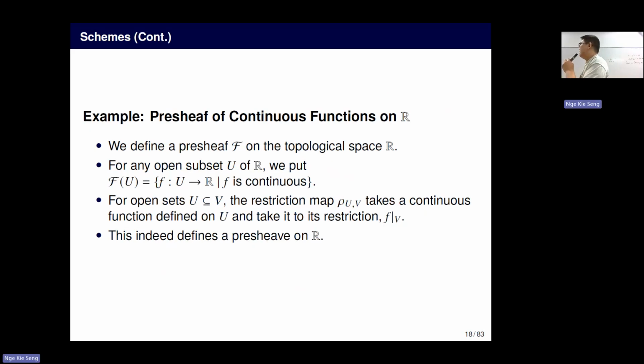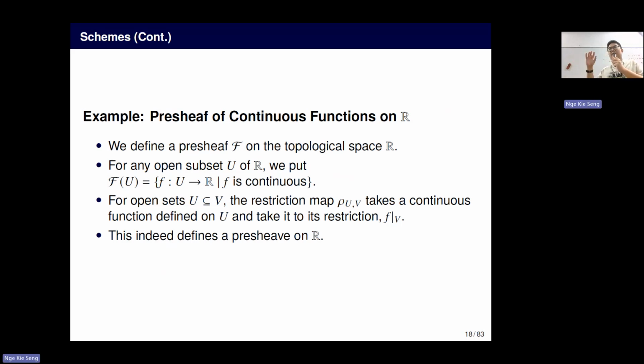So we give an example which should hopefully give us an intuition of what sections and these pre-sheaves look like. A typical example is continuous functions. First, R is a topological space. We can use the Euclidean topology. For any open subset U of R, we can put F(U) to be all real-valued functions with domain U, such that f itself is continuous.